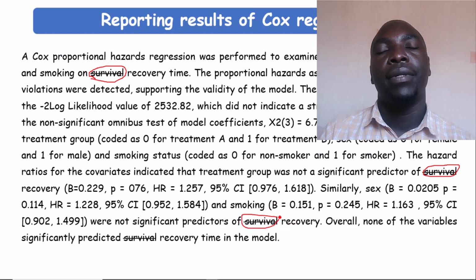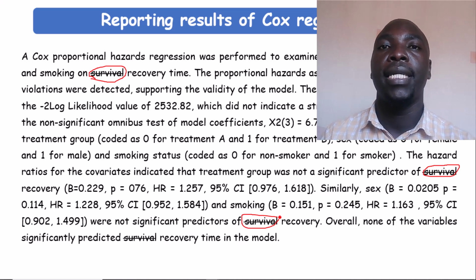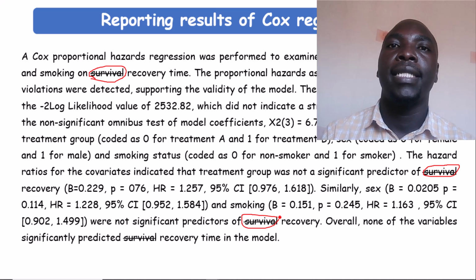In our next episode, we are going to look at what if your data violated the assumptions of the Cox Proportional Hazards Model. In that case, we would use an extended Cox PH model that accommodates data which violates assumptions of the Cox PH model.